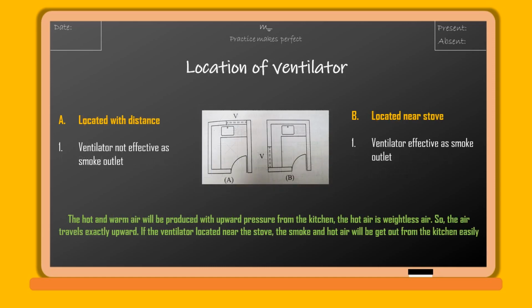The concept of ventilator location is exactly opposite to the concept of window location. Hot and warm air is produced with upward pressure from the kitchen. The hot air is weightless air, so it travels exactly upward. If the ventilator is located near the stove, the smoke and hot air will get out of the kitchen easily.